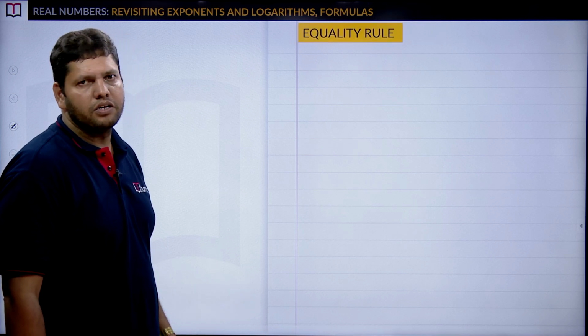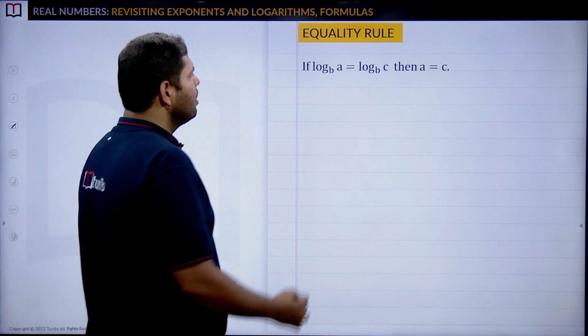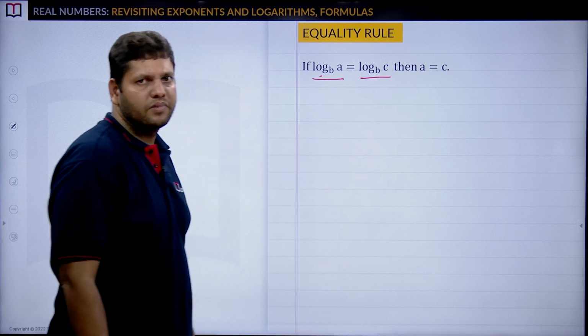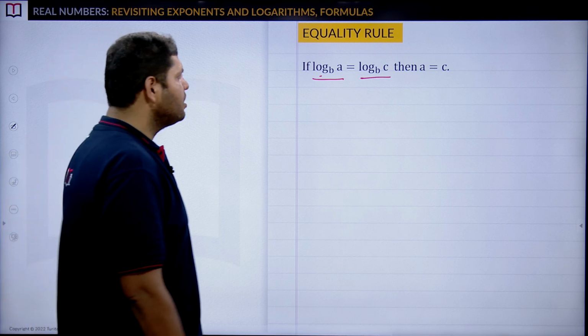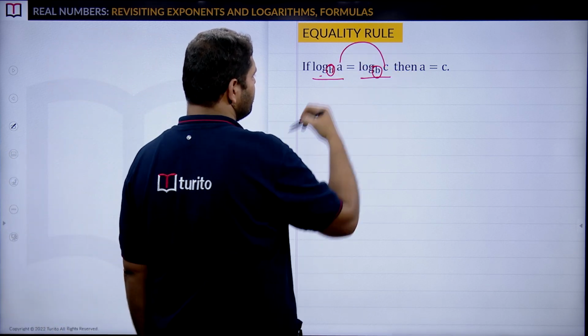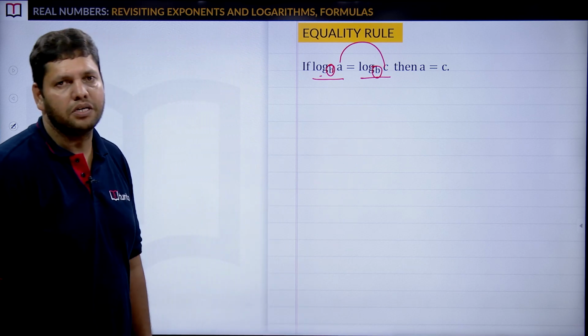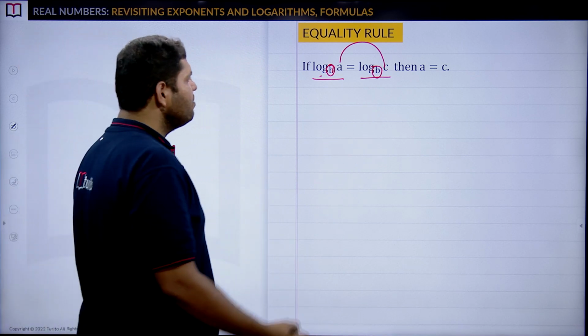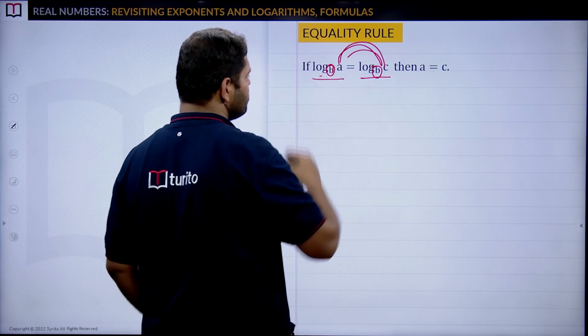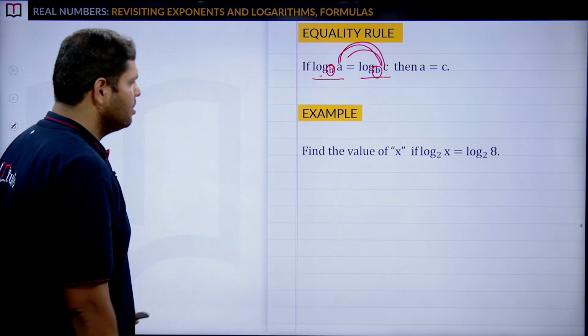Next one, children, equality rule. It's very simple. Log A with base B and log C with base B. Then directly we can say A is equal to C. If the bases are the same, then we can say the arguments are the same. So log A with base B is equal to log C with base B, so we can say A is equal to C. You can see one example, children.